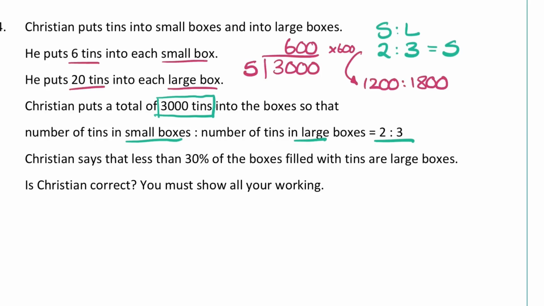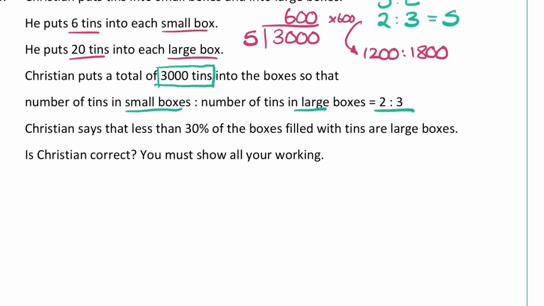We know out of the 3,000 tins that Christian has, there are 1,200 tins to go into small boxes, and there are 1,800 tins to go into large boxes. Now it says Christian says that less than 30% of the boxes filled with tins are large boxes, but we don't know how many boxes are filled, we just know how many tins are in them. So the next step is to work out how many boxes we actually have. It says he puts 6 tins into each small box. Now there are 1,200 tins in small boxes. So how many boxes will that be? Well, if there's 6 tins in each small box, that would be dividing it by 6.